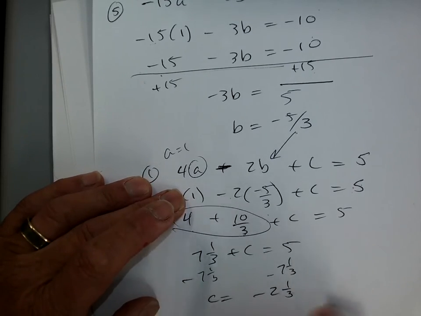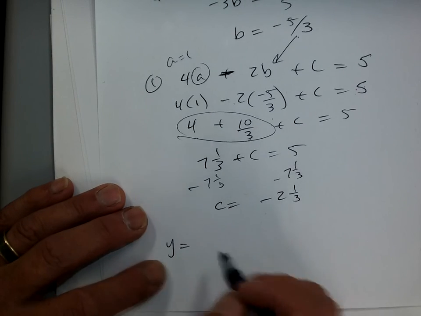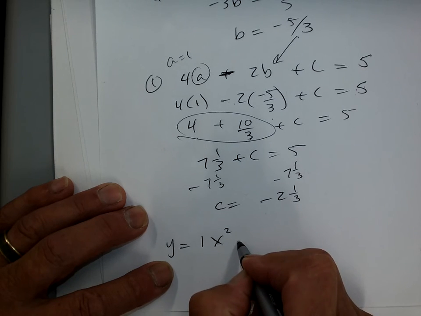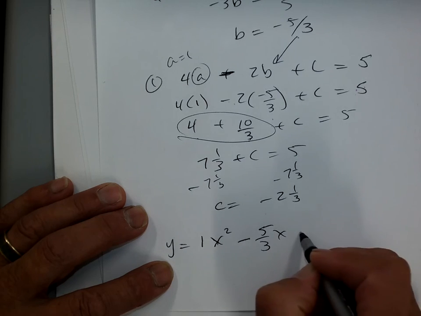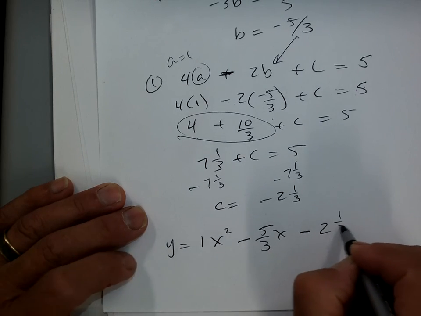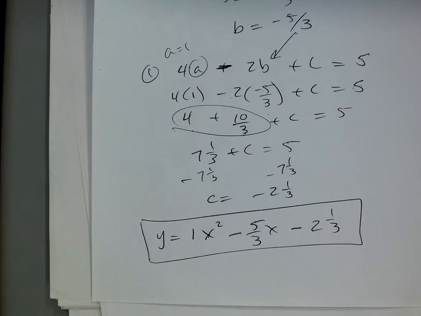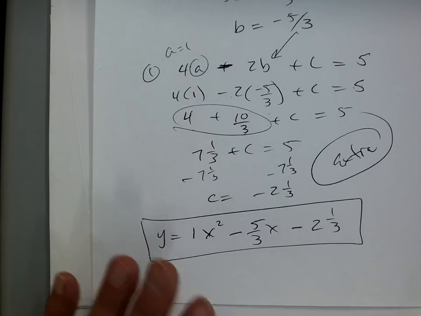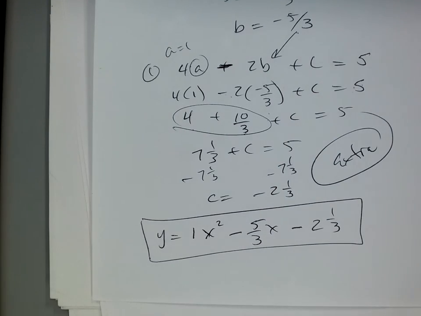Okay, so finally, I have an answer for this equation. Y equals, now I know what a is, 1x squared, because that's a. B is going to be minus 5/3 x. C is minus 2 1/3. Wow. Okay, there it is. That's hard. So we'll make sure that's kind of like the extra today if you have any questions. Okay, that's all I got. I will put the homework up, and so you just have to check it and get her done.